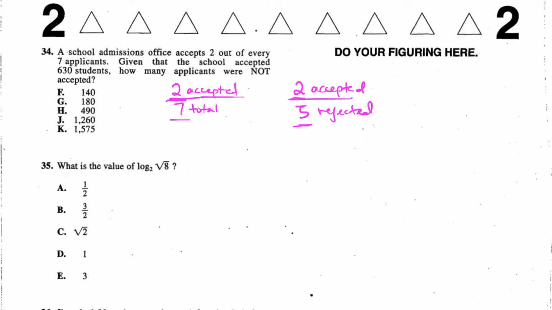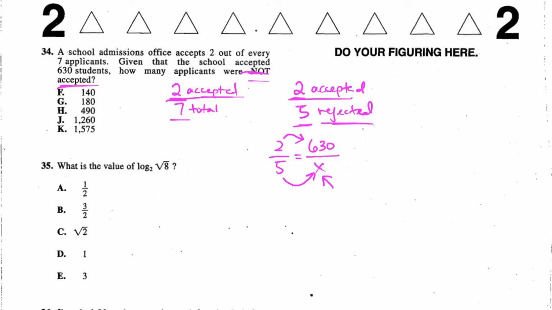Given that the school accepted 630 students, how many applicants were not accepted? That's the reason why I put rejected here, because that's the not accepted part. So we can use 2/5 as our ratio of accepted to not accepted. And if 630 are accepted, how many are not accepted? Now we can do the cross multiplication here and solve for x. But before we do that, let's think about what this number could be. If 2 is to 630 as 5 is to x, then that means x has to be bigger than 630.